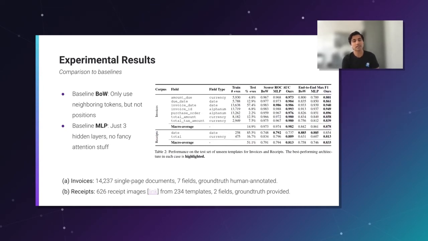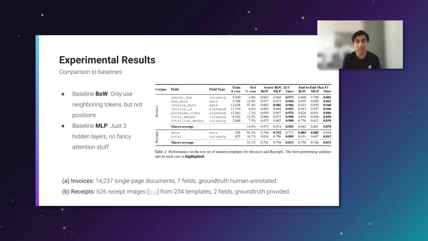The 2 baselines they compare it to are a bag of words baseline that uses neighboring tokens, but not the position encodings, and an NLP baseline that does use position encodings, but no fancy attention things, just 3 hidden layers and an embedding. And the results that they observed, you can see for yourself on the table at right.